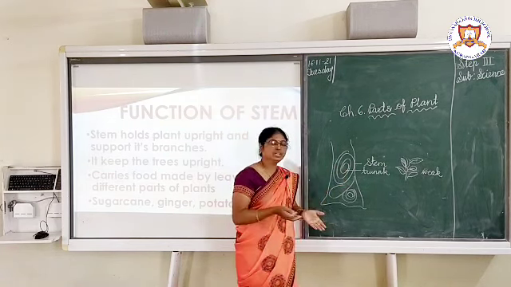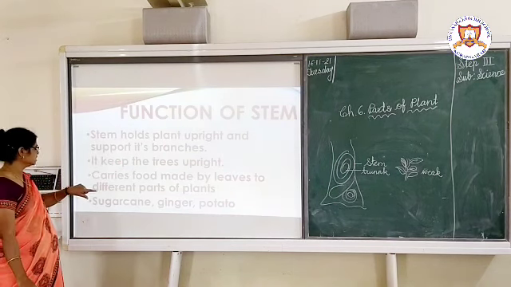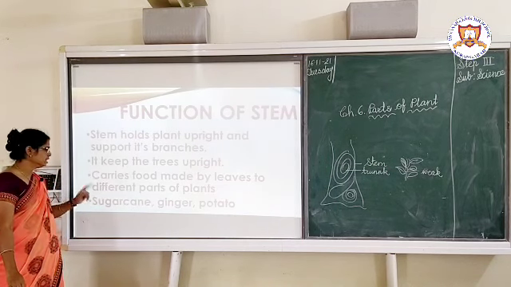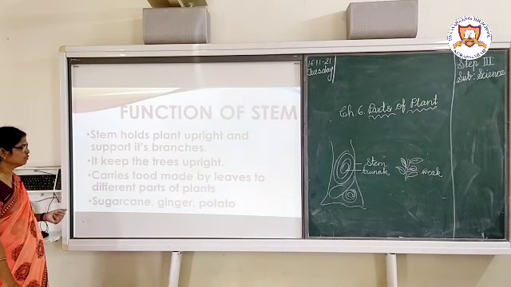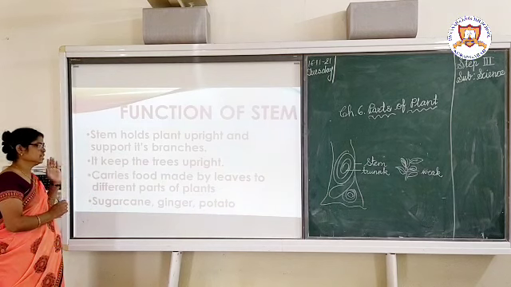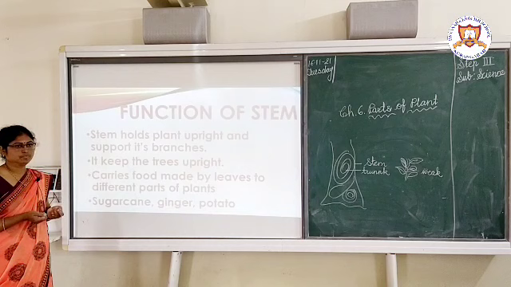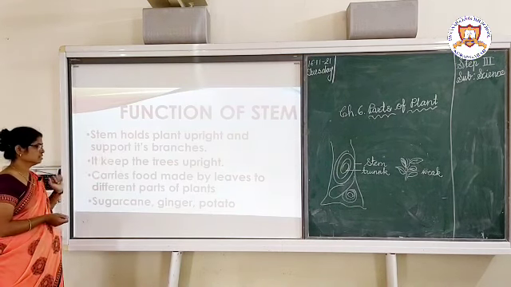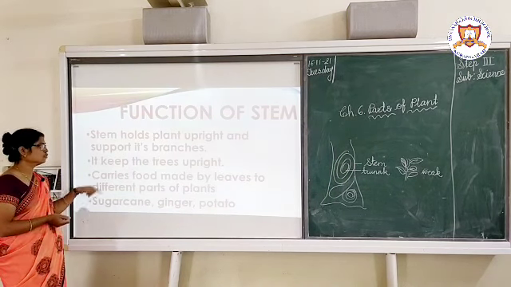So what is the function of the stem? The stem holds the plant upright, supports its branches, keeps the trees upright, and carries food made by leaves to different parts of the plant. You know that leaves prepare food for the plant. Whatever food is prepared by the leaves is carried by the stem to different parts of the plant. Whatever water is absorbed by the root is also supplied by the stem to different parts of the plant.